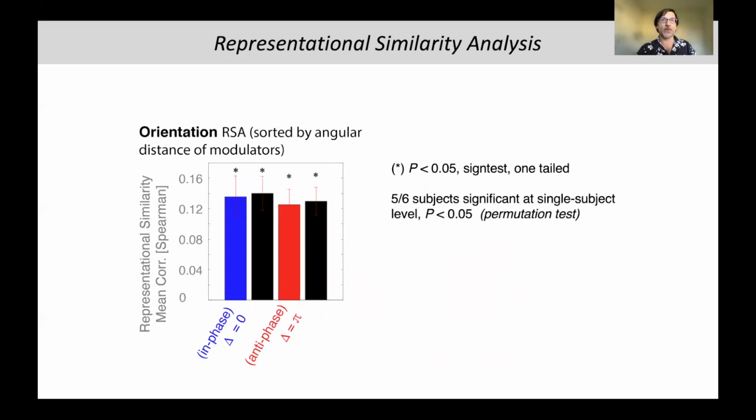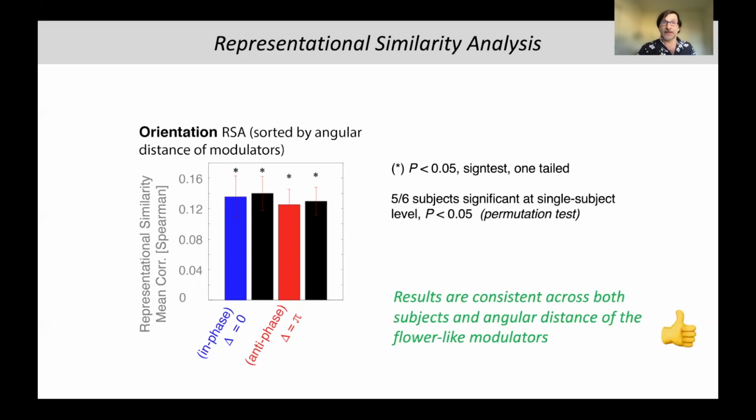For completeness, we also show the two remaining radial frequency phase combinations allowed by our design. These are conditions when the phases of the apertures are dephased by half a cycle. On the y-axis of this bar plot, you see the mean and standard error of representational similarity analysis between the data and the usual model template reflecting angular disparity. As can be observed, the results are consistent across subjects and phase offset of the flower-like modulators.